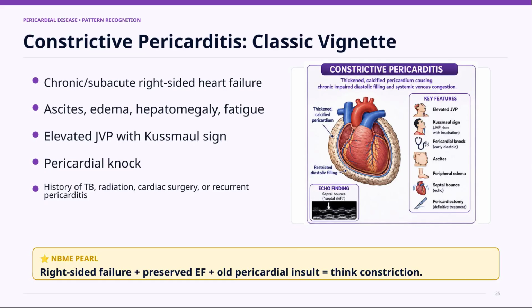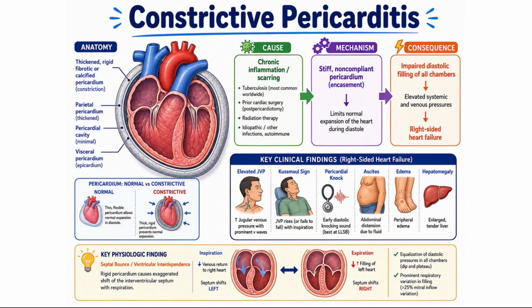NBME Pearl. Right-sided failure plus a preserved ejection fraction plus an old pericardial insult. That combination should make you think constriction. Let's look at the anatomy. The pericardium becomes thickened, rigid, fibrotic, sometimes calcified, from chronic inflammation and scarring. Worldwide, TB is the leading cause. Elsewhere, it's more often prior cardiac surgery, radiation therapy, or idiopathic and autoimmune processes.